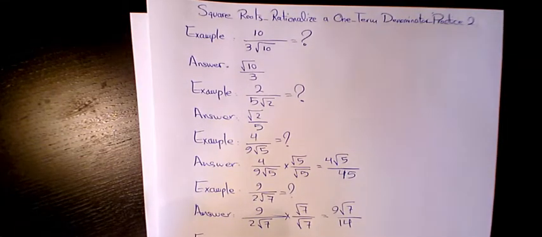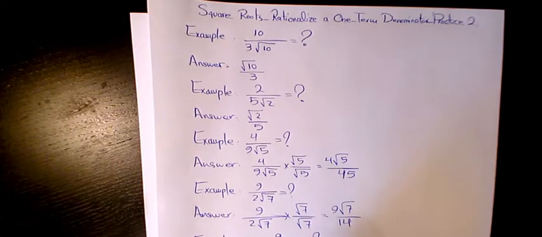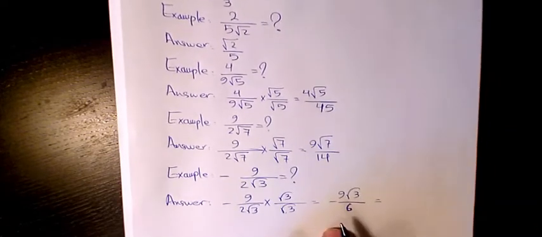Next example, we have negative 9 over 2 root 3. Answer is negative 9 over 2 root 3 times root 3 divided by root 3, which is going to be negative 9 root 3, and the denominator is going to be 2 times root 3 times root 3, so it's going to be 2 times 3, which is going to be 6, and then we reduce it.